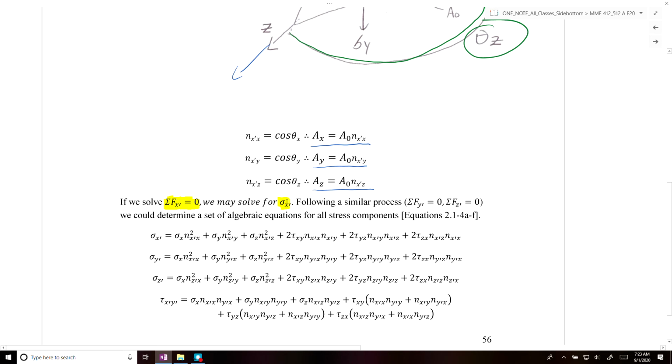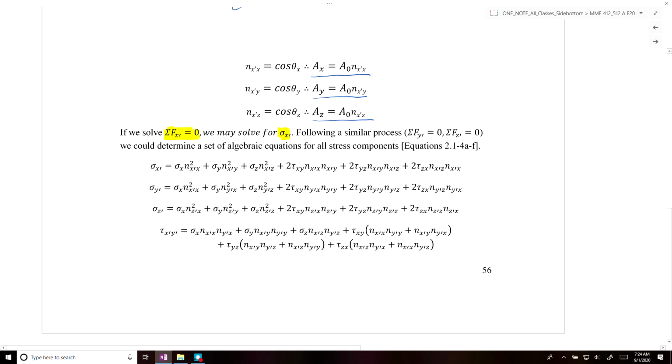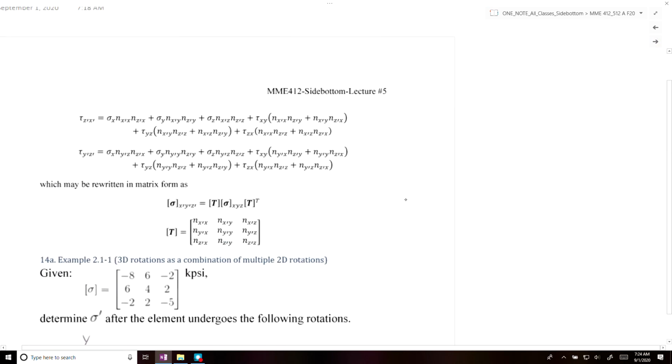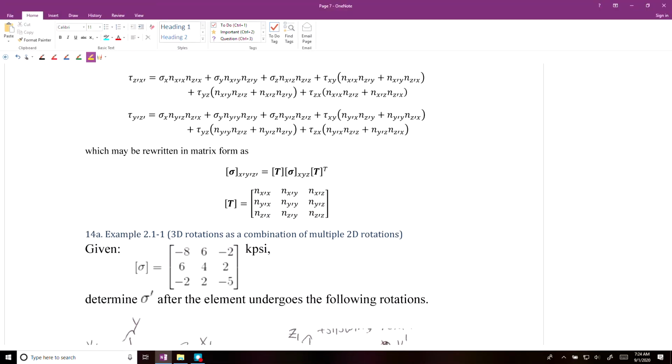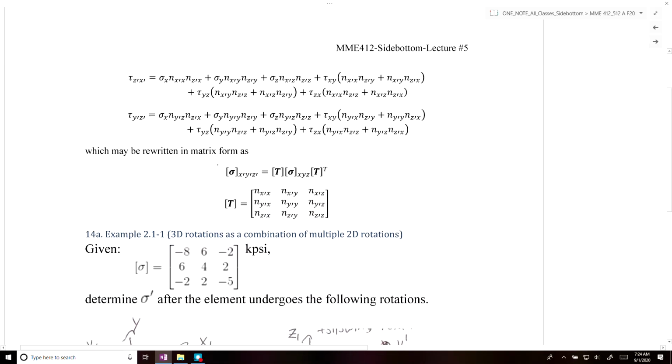And then if we follow a very similar process, so if we sum all the forces along the y prime direction and the z prime direction, and those equal 0, we can come up with a set of algebraic equations for all the different stress components. So if we do that, this is what we end up getting. We'll end up getting these set of 6 algebraic equations here, which we can rewrite in terms of the matrix form here.